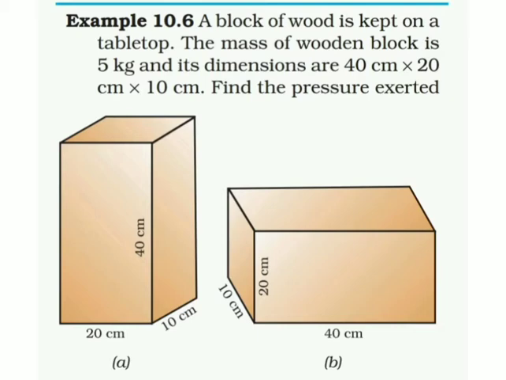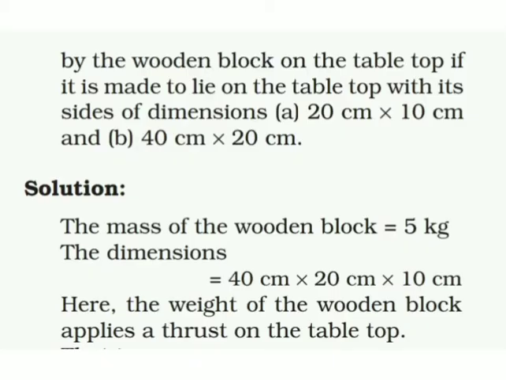The mass of a wooden block is 5 kg and its dimensions are 40 centimeter into 20 centimeter into 10 centimeter. Find the pressure exerted by the wooden block on the tabletop if it is made to lie on the tabletop with its sides of dimensions (a) 20 centimeter into 10 centimeter and (b) 40 centimeter into 20 centimeter.